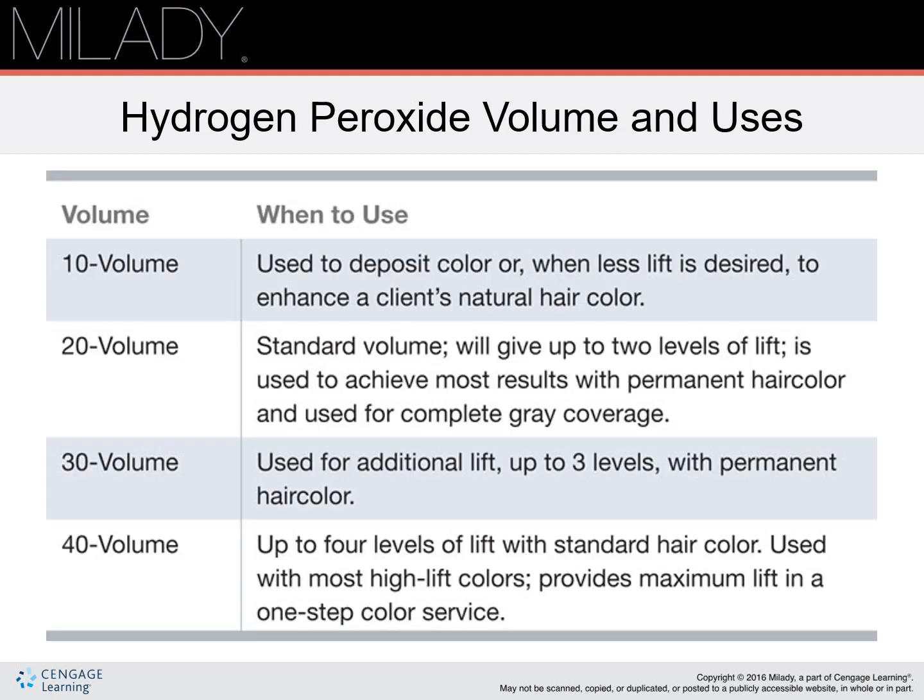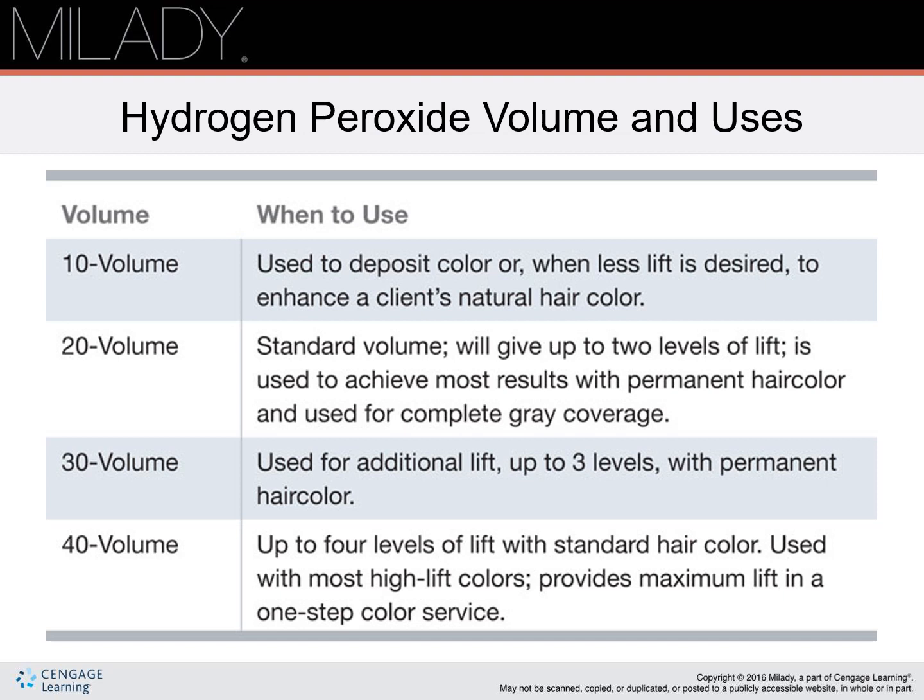Okay, and so I just talked about all of this, but there is a really good chart in your book about this. 10 volume is used to deposit color, or when less lift is desired to enhance a client's natural color. 20 volume standard, it will give you 2 levels of lift. It is used to achieve most results with permanent hair color. 30 volume, 3 levels of lift. 40 volume, 4 levels of lift.